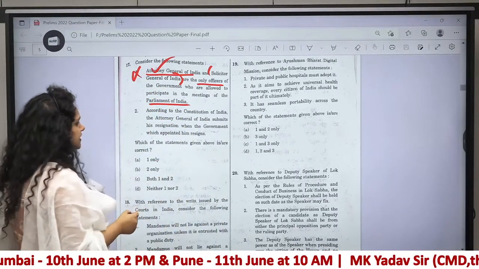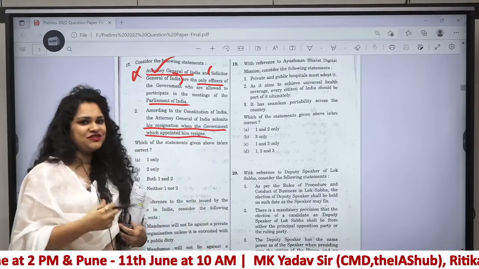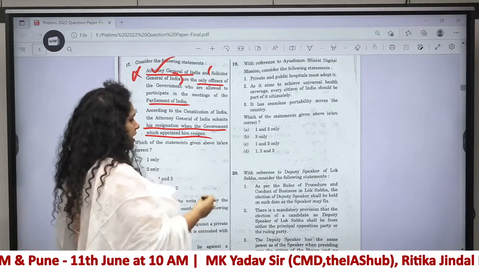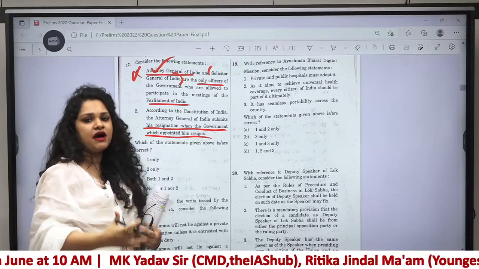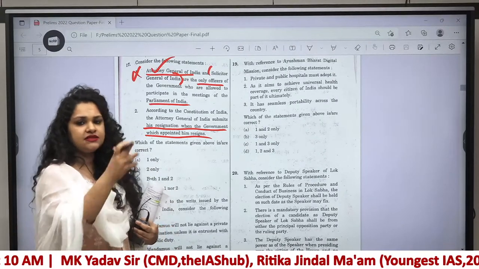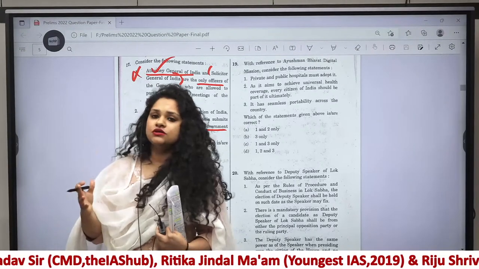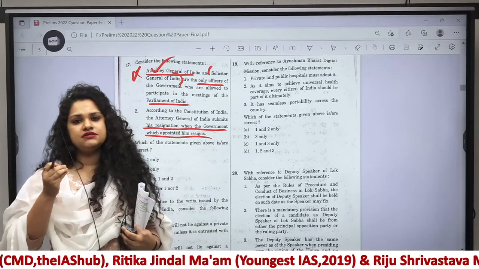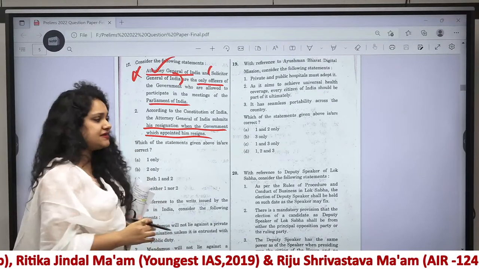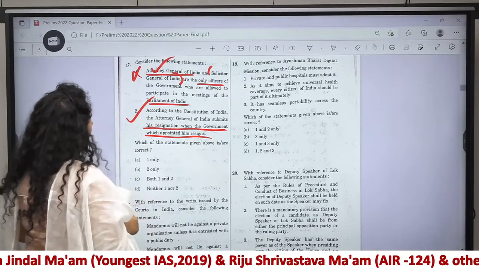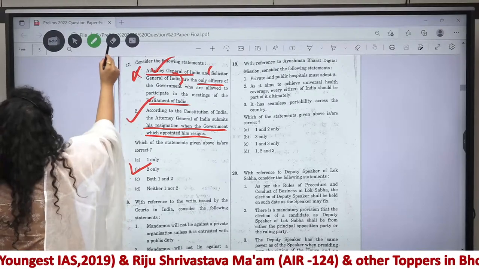According to the Constitution of India, the Attorney General submits his resignation when the government which appoints him resigns. Now what the statement is, if you apply our minds, is basically saying that he's part of the government. And the government resigns and the person also has to resign. But this is not the case under the article related to Attorney General. The Attorney General stays in the office during the pleasure of the President. It's nothing to do with the government as such, right? So the answer here again is B, two only. This is incorrect. Let's have a look at the other question.